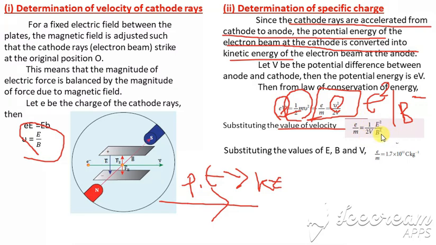Now here we know all the values of electric field, magnetic field, and also the V value. Substituting all the values, we get e by m equal to 1.7 into 10 power 11 C kg to the power minus 1. So this gives the specific charge of the electron.